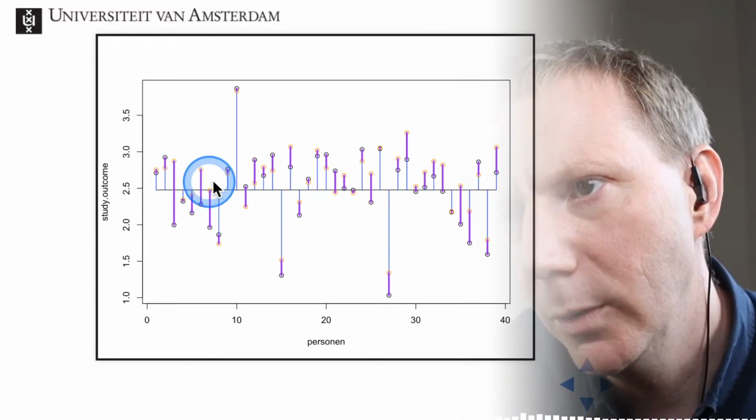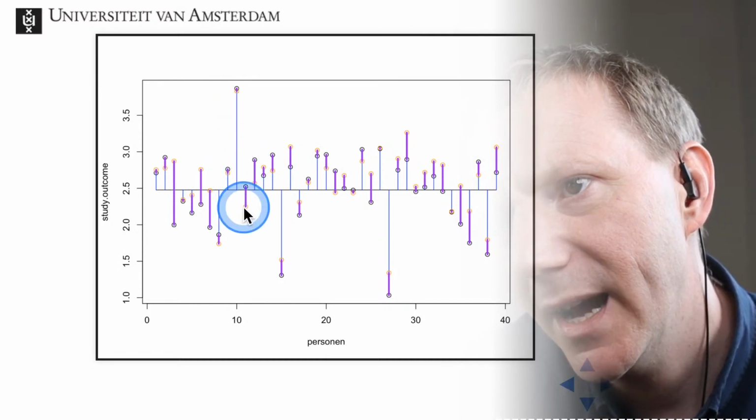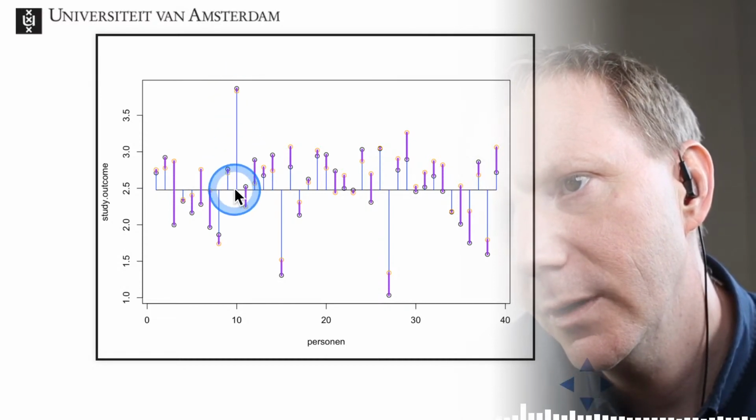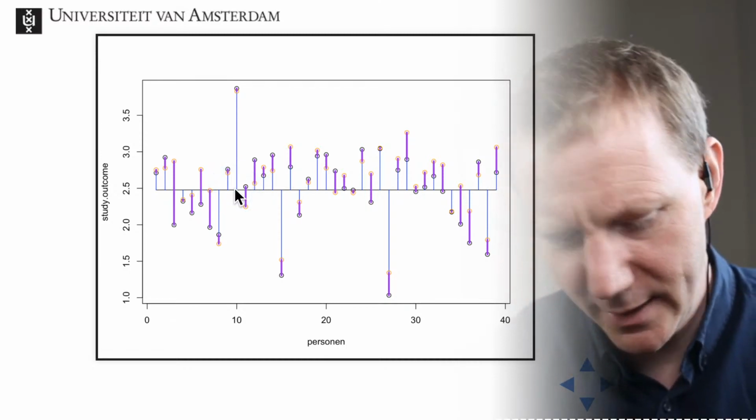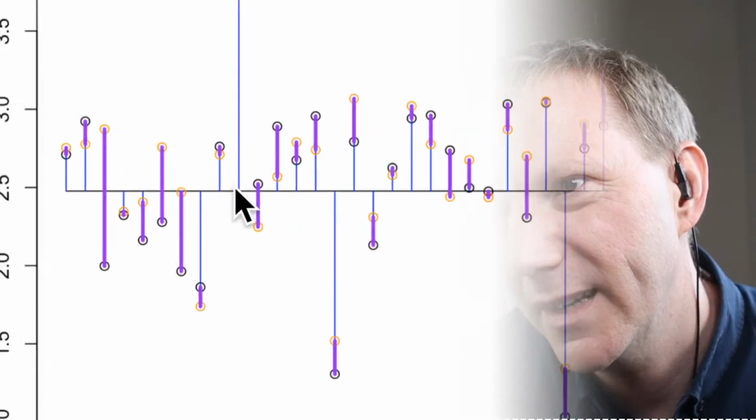Then the blue line is the line from the explained variance. No, the blue line is the line from the... I think I should make a better plot next time.